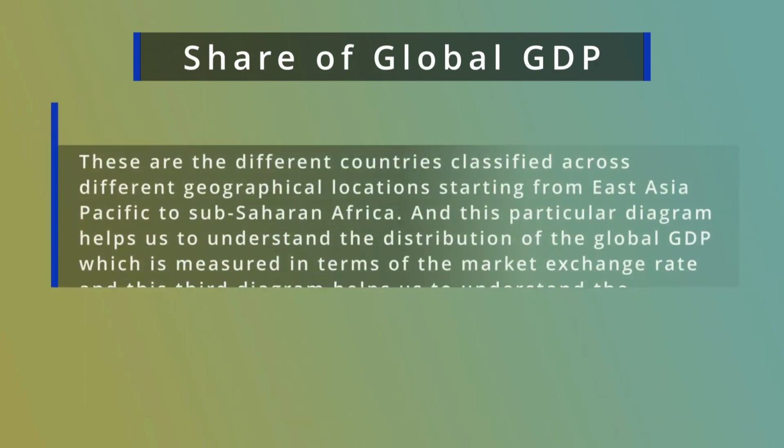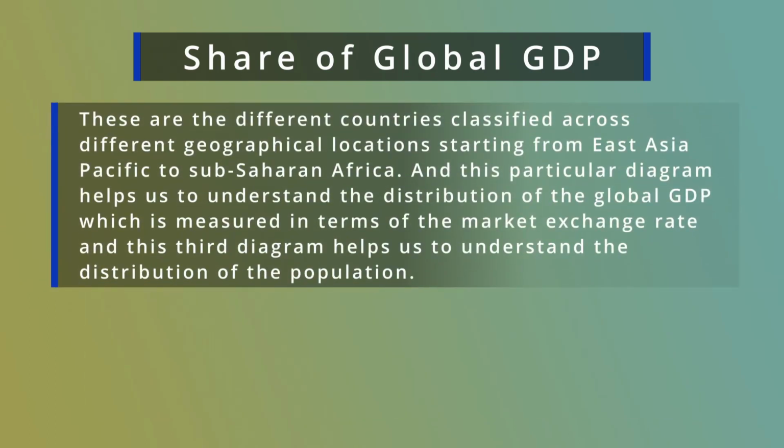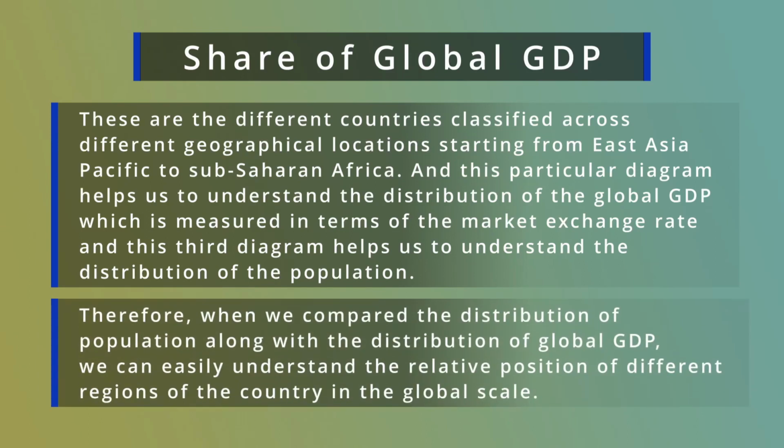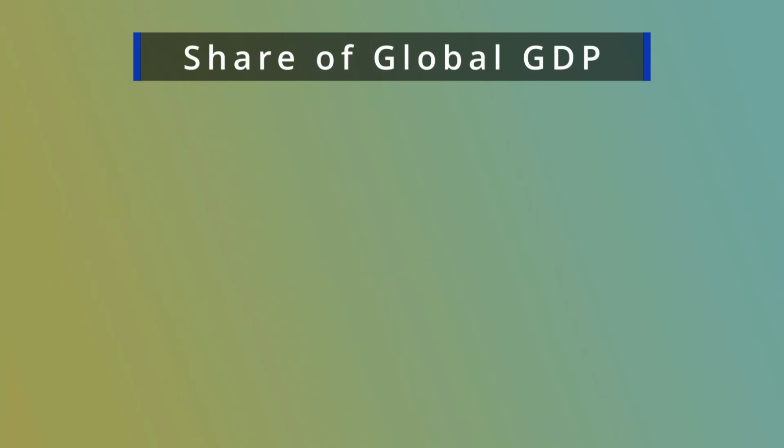These are the different countries classified across different geographical locations, starting from East Asia Pacific to Sub-Saharan Africa. This particular diagram helps us to understand the distribution of the global GDP, which is measured in terms of the market exchange rate, and this third diagram helps us to understand the distribution of the population. Therefore, when we compare the distribution of population along with the distribution of global GDP, we can easily understand the relative position of different regions of the world on the global scale.